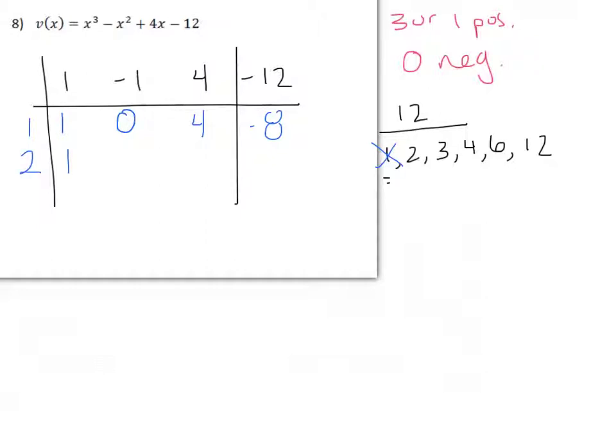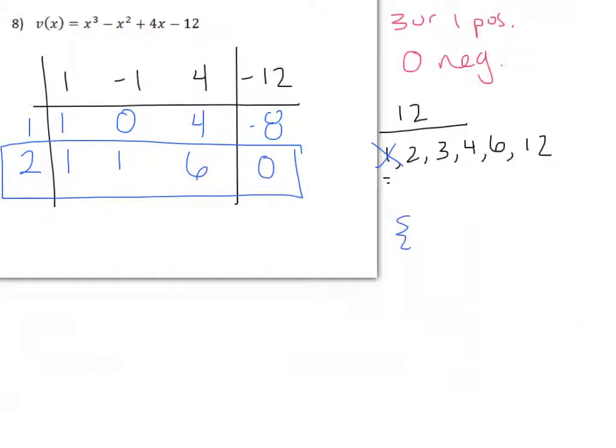Drop down the 1. 1 times 2 is 2, plus negative 1 is 1. 1 times 2 is 2, plus 4 is 6. 6 times 2 is 12, plus negative 12 is 0. Look, this one does work. So here one of our solutions is 2. So now we'll write out our depressed polynomial of x squared plus x plus 6. Take a look at it. We see it does not factor immediately. So we'll do quadratic formula.